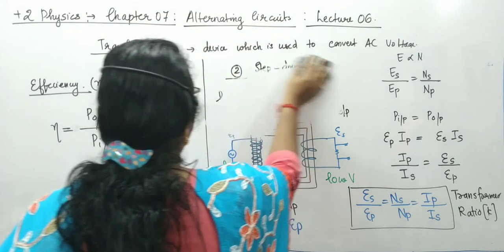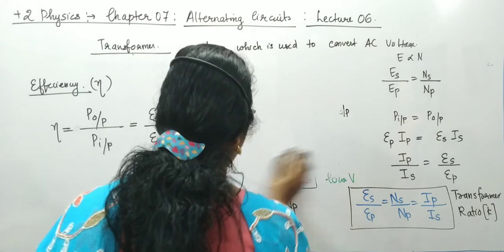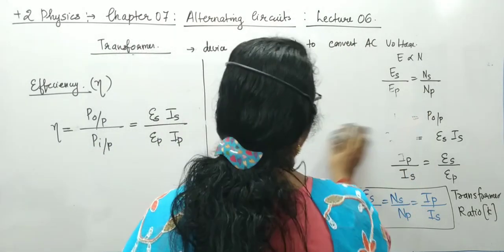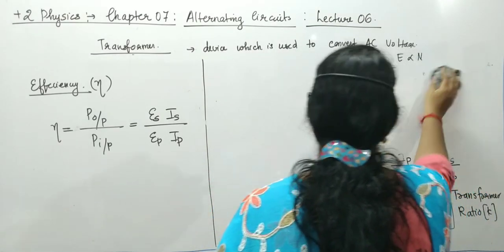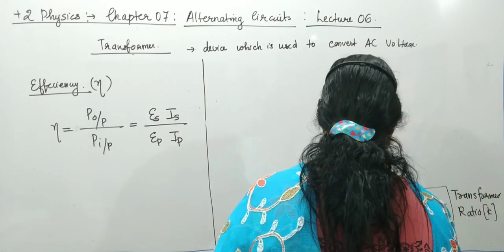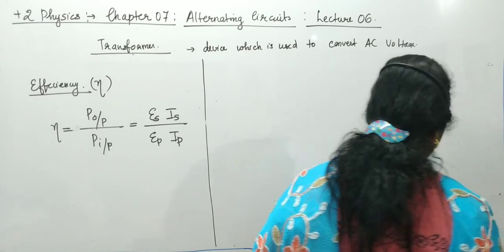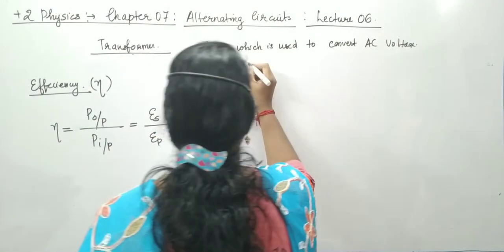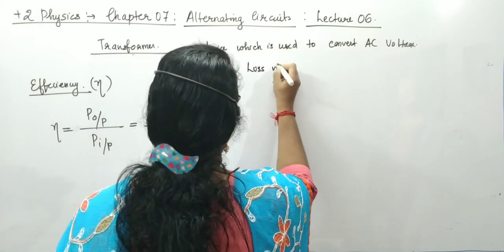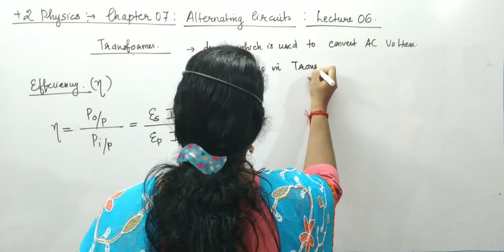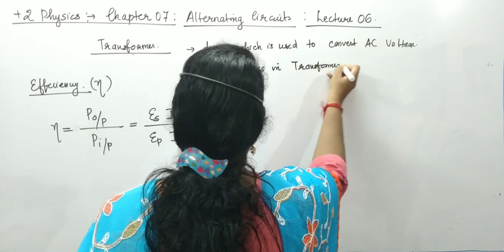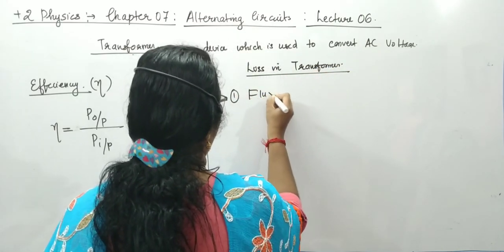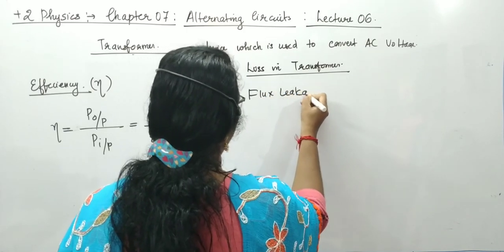And we have said the transformer is a very good device with a high value of efficiency. Even though it is a very good device, there are certain losses in the transformer, and now we are going to mention them. Losses in transformer. The first one is flux leakage. What is flux leakage?